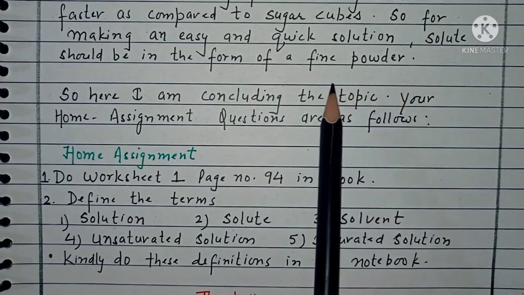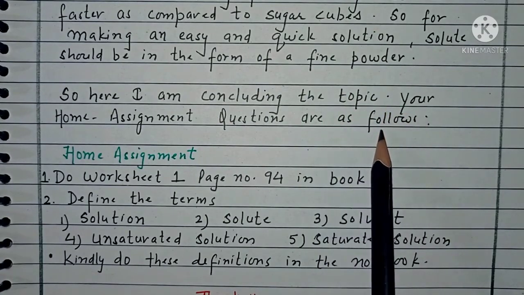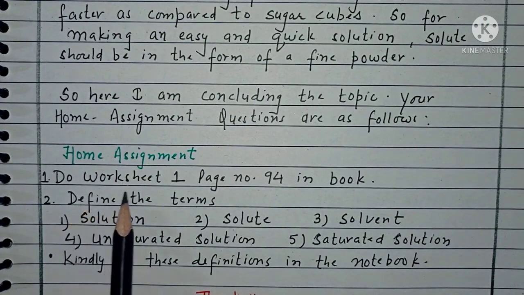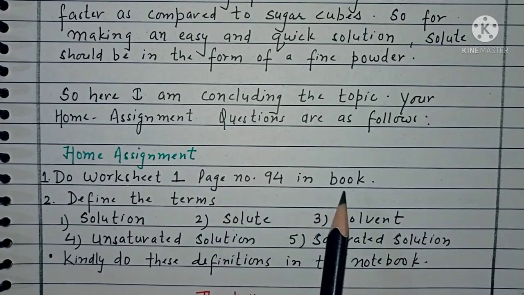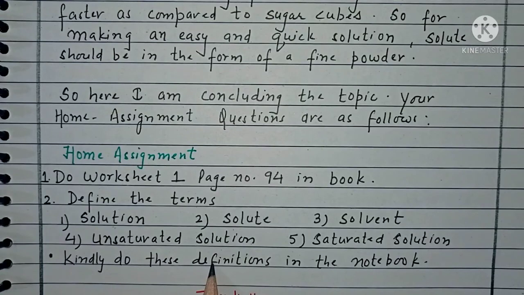So children, here I am concluding the topic. Your home assignment questions for this week are as follows. First of all, do worksheet 1, page number 94 in your book only, and then write the definitions of the terms which we have discussed in class today. That is solution, solute, solvent, unsaturated solution and saturated solution. And these definitions are to be done in your notebook.